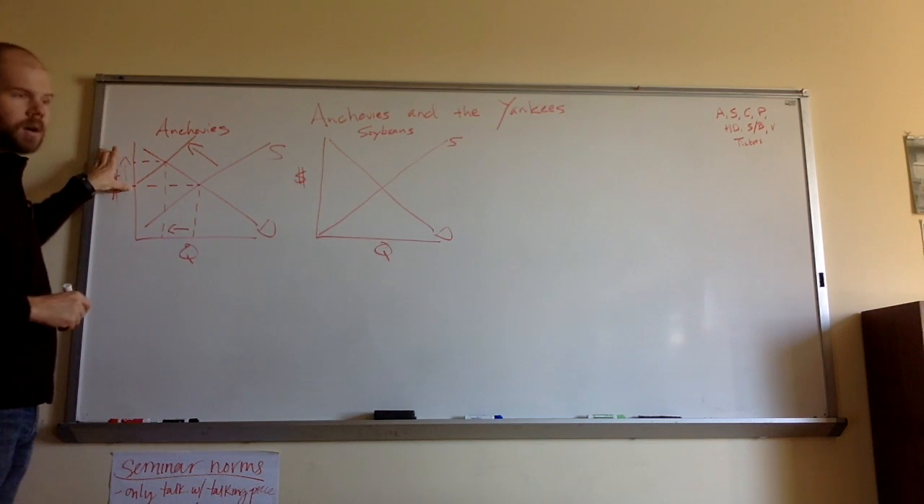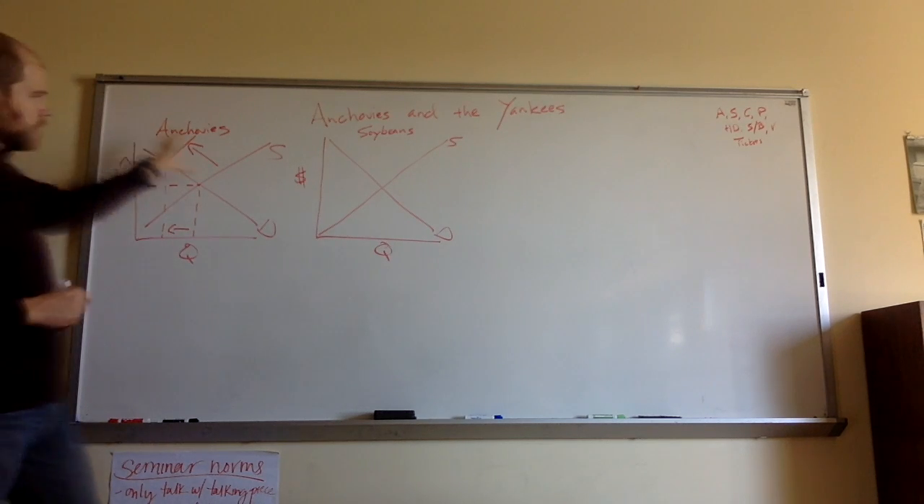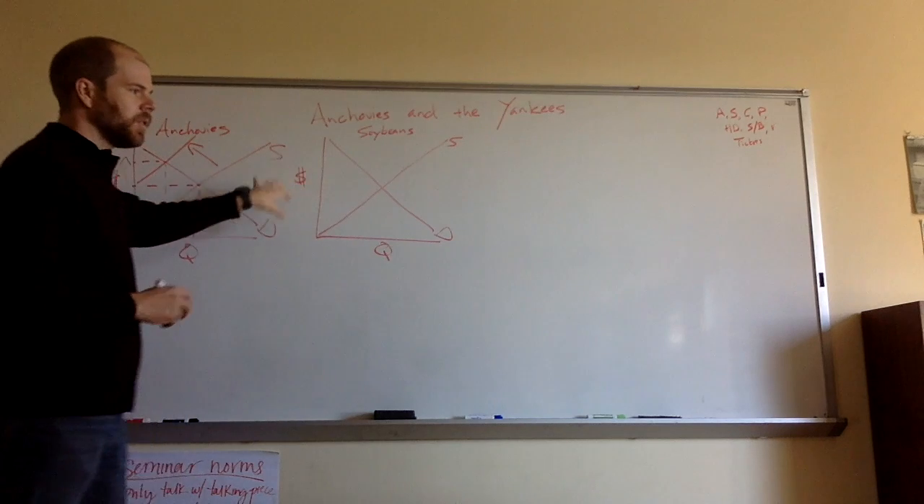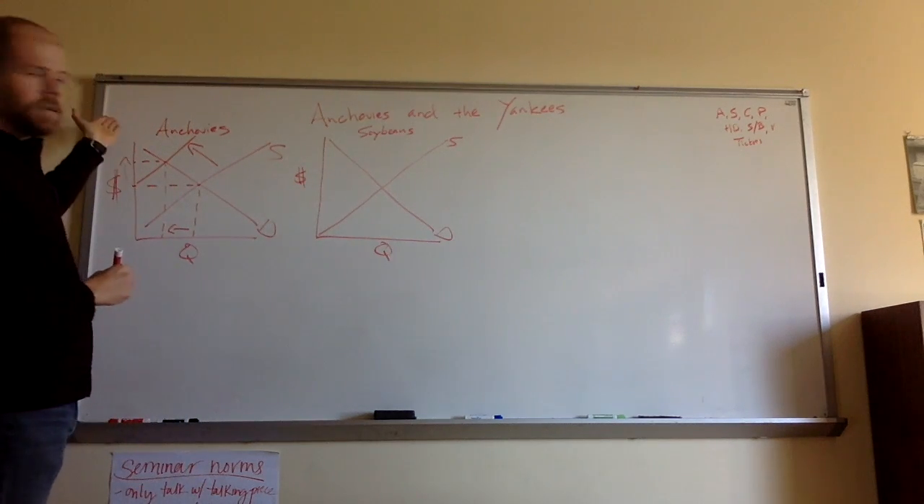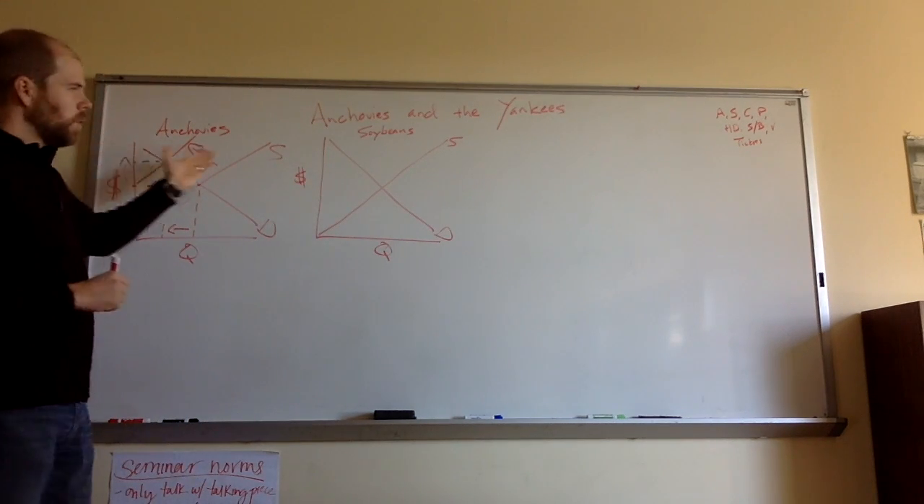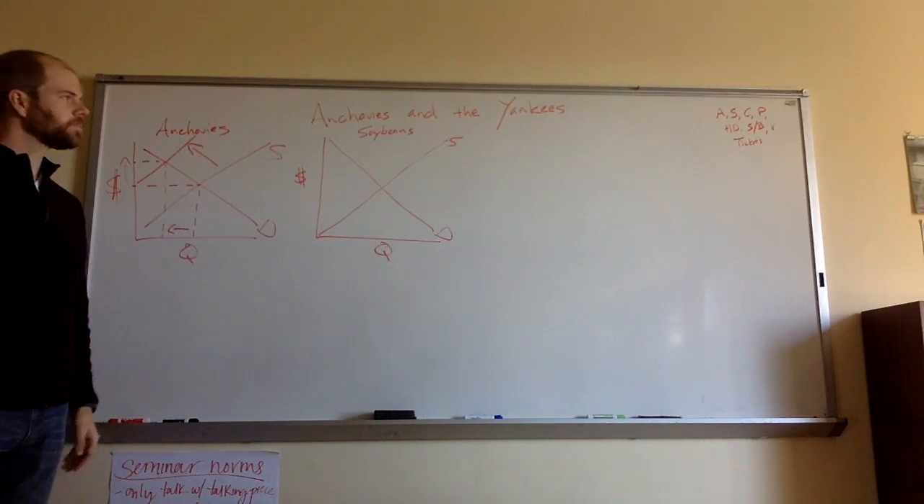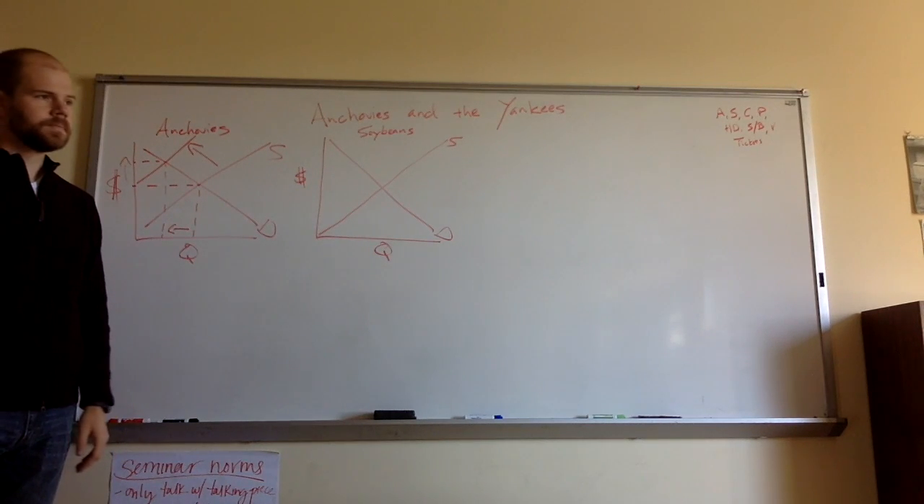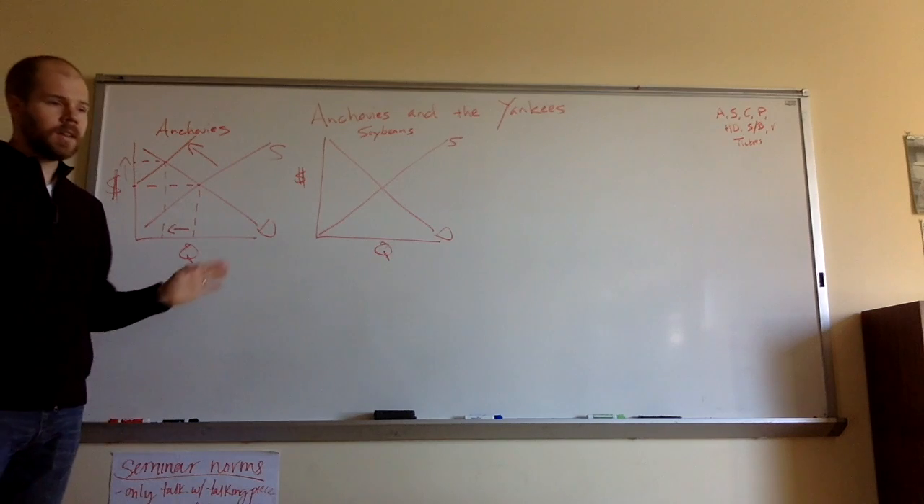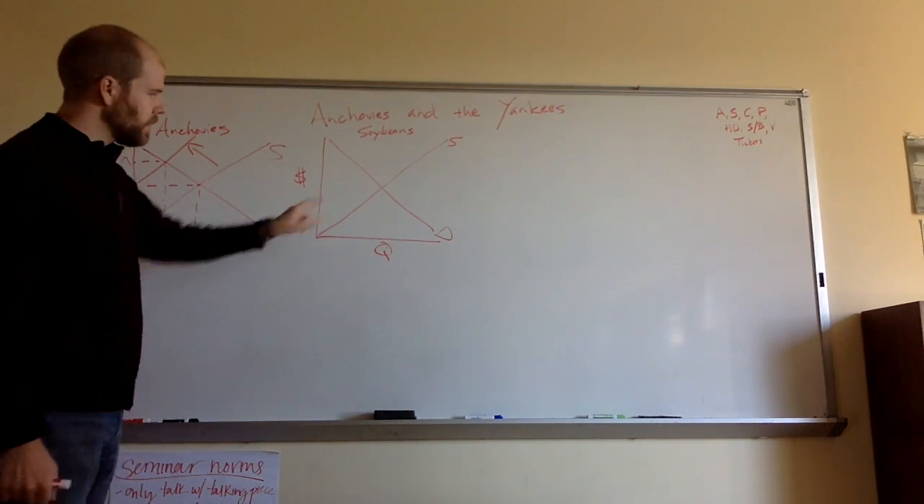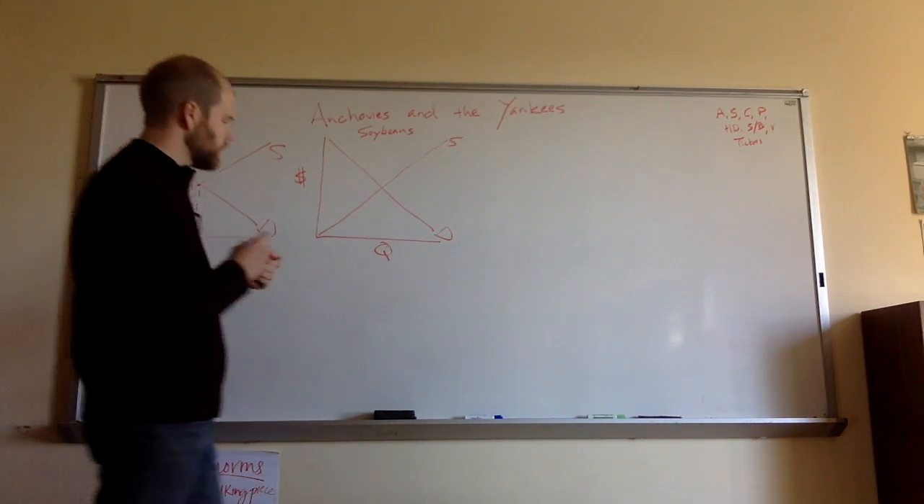So if these are, what are they? That's right, substitute products. You could either use anchovies or soybeans. You don't need to use both to fertilize your fields. One substitute got more expensive. What's going to happen to your demand for soybeans? Well, you're right. In fact, the demand is going to increase. You're going to want more of these because they're cheaper than the anchovies.